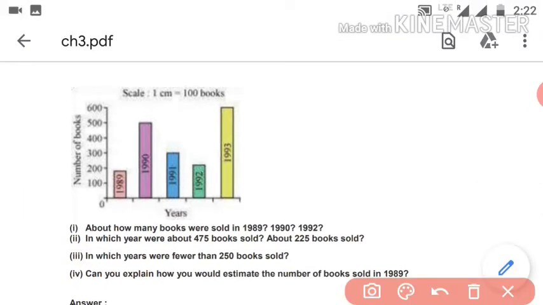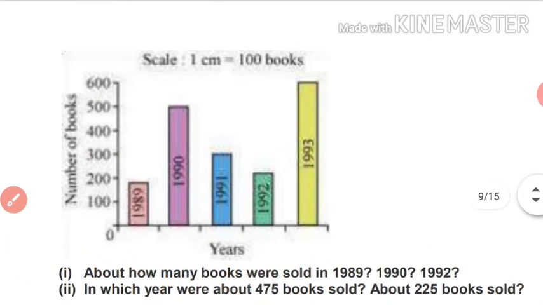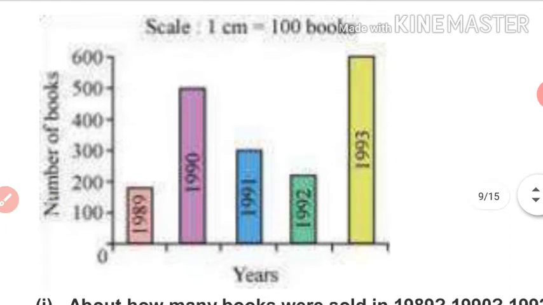Here the years are given. Okay, these are the years and these are the numbers of books. For 1989 the books sold bar is here, isn't it? Now for 1990, so 1990 is this. Now 1991, you can see here. Now 1992, so 1992 is just above 200, isn't it? Now 1993, so 1993 is equal to 600. You can see this graph. I will zoom.